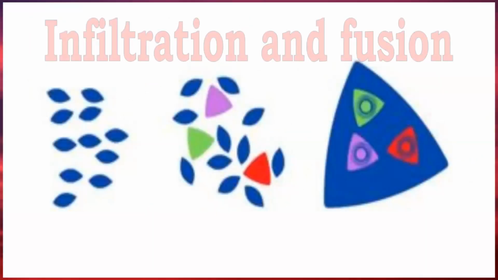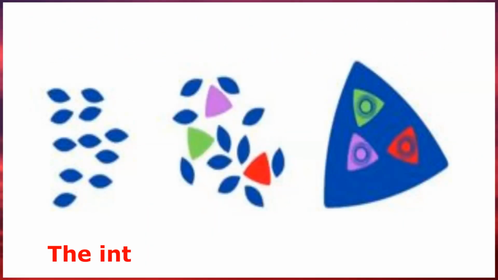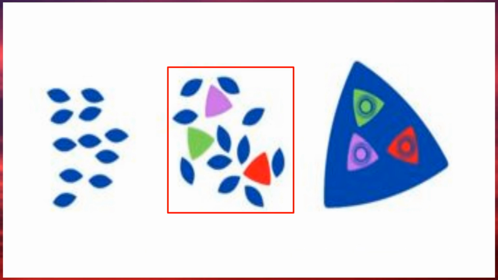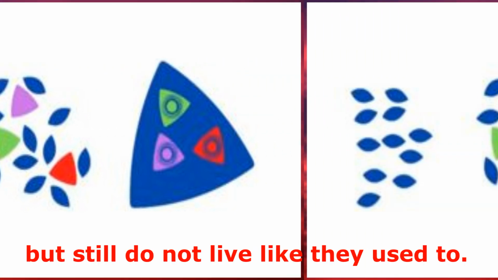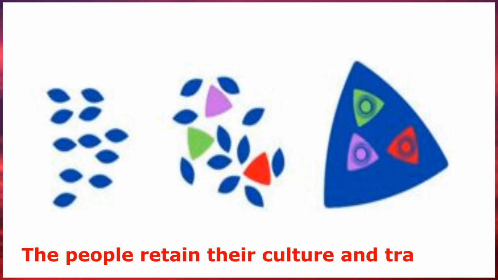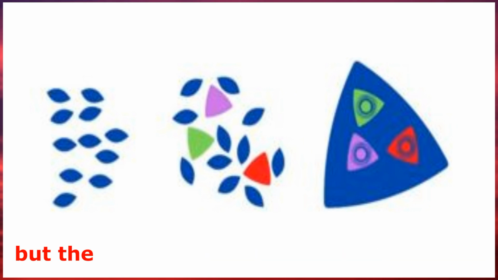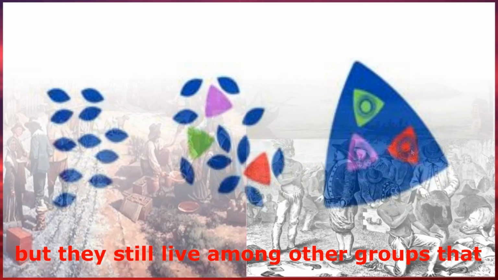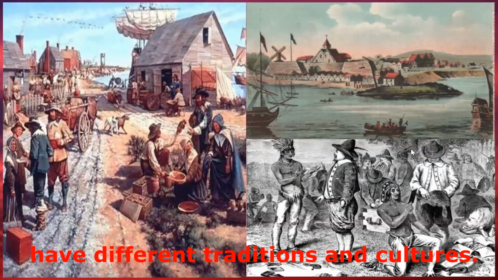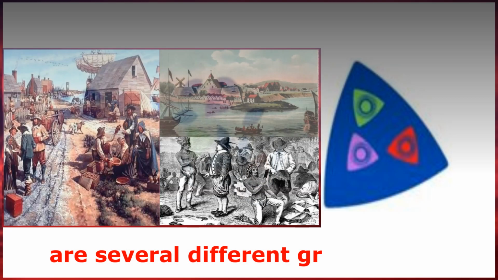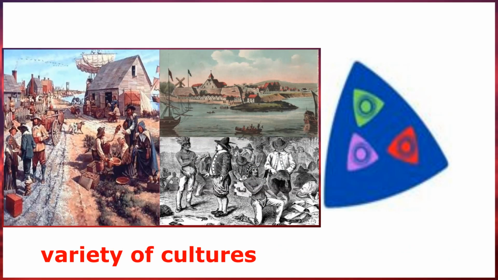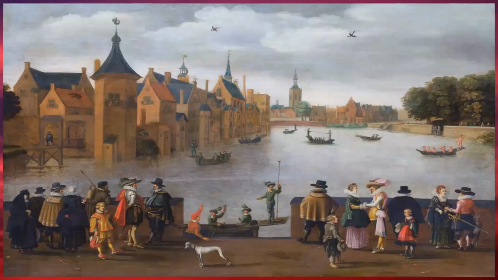Next, infiltration and fusion. The intruders come in and end up surrounding the original people, and then they fuse together but still do not live like they used to. The people retain their culture and traditions, but they still live among other groups that have different traditions and cultures. An example is New York, where there are several different groups with a variety of cultures and traditions, but they were able to live among each other.